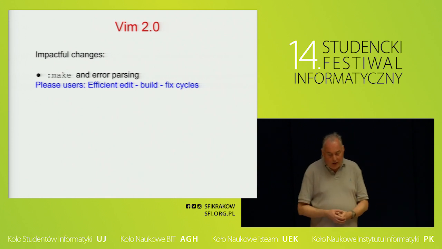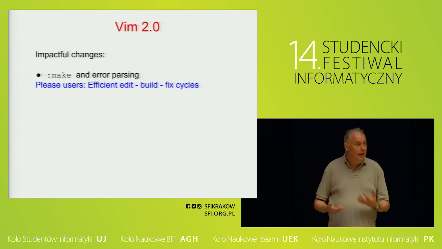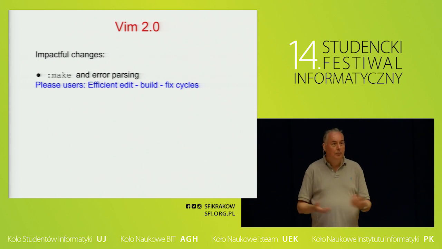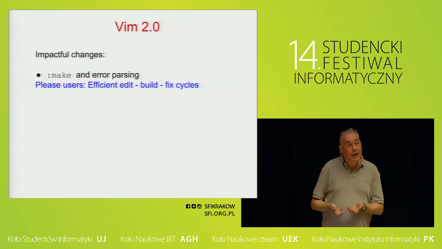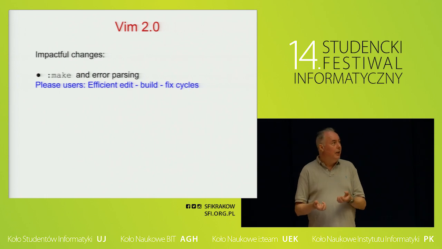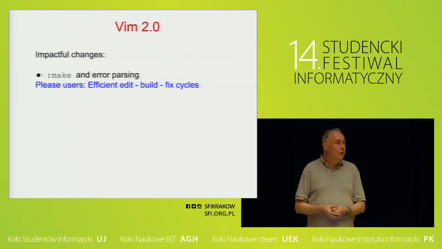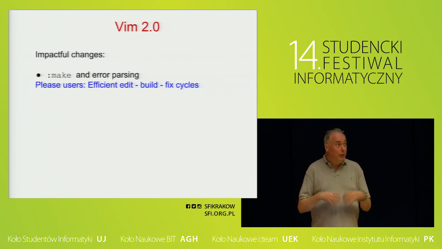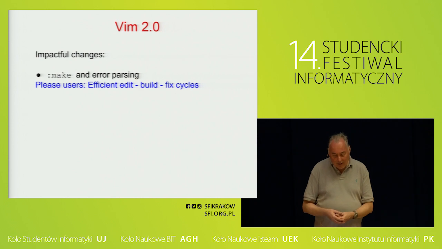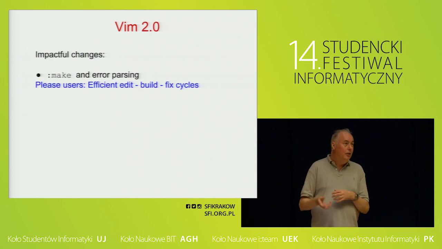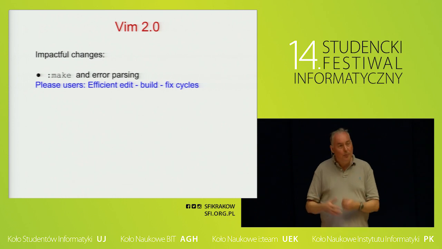So the next release, Vim 2, I was wondering how I make users more productive. One of the things was the original Vim already had a way to build and find errors. But it was very specific for one or two compilers. So in Vim 2, I said, okay, let's make it more generic. So you could actually specify the format of your errors, which means it works for just about any compiler. And that makes your work, editing, compiling, fixing problems, a lot more efficient.